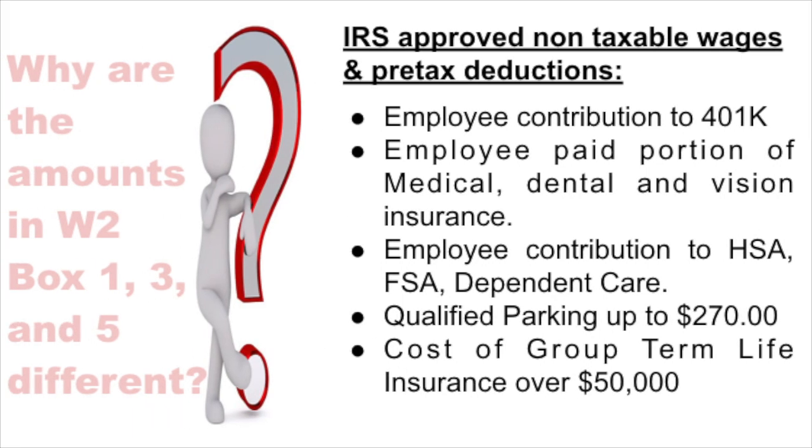We have seen what's included in these boxes. Now let's see what is not included. There are some items that are not included in box 1, which includes your federal income tax wages. Generally, these are pre-tax deductions that are listed in either box 12 or box 14. These items are employee contributions to 401k. The 401k contributions are pre-tax, so no federal income tax is withheld from that, but the 401k contributions are subject to FICA taxes, so they will be included in box 3 and 5.